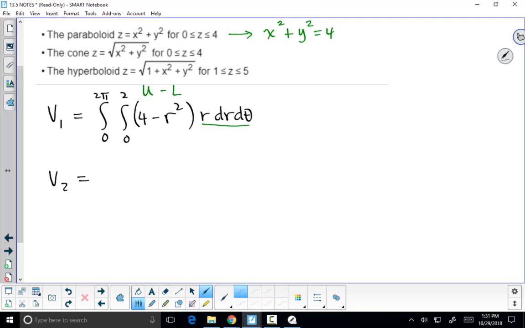Okay, so now next one, we have a cone, and you see the cone opening upward, right? If you look at your traces, you let z be 0, you get z equals absolute value of y. You let y be 0, you see z equals absolute value of x. So you've got that cone opening up, capped at z equals 4. So again, we're going to do upper surface minus lower surface, and then r dr d theta.